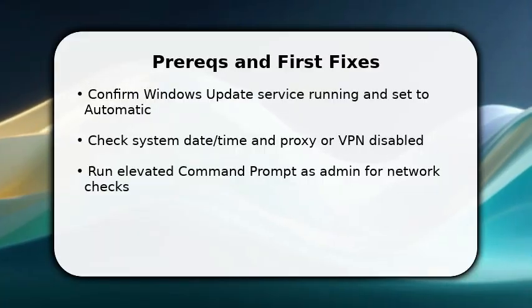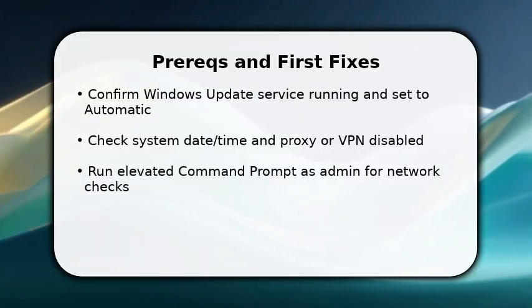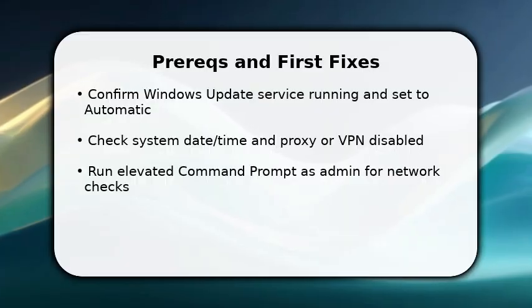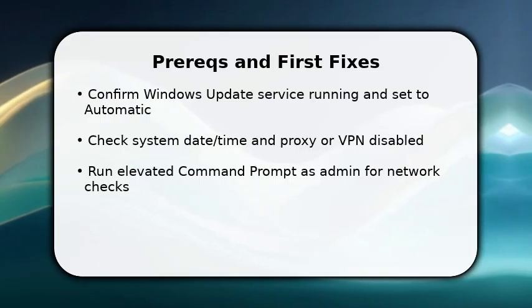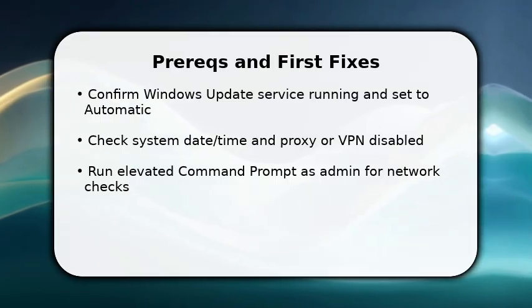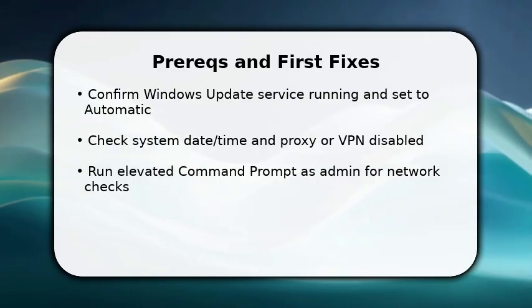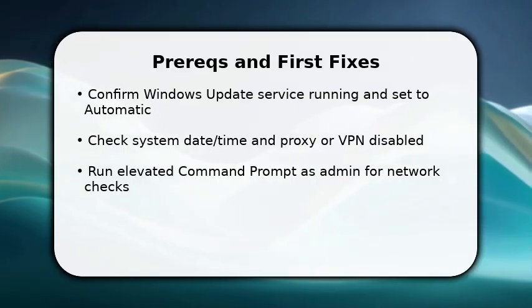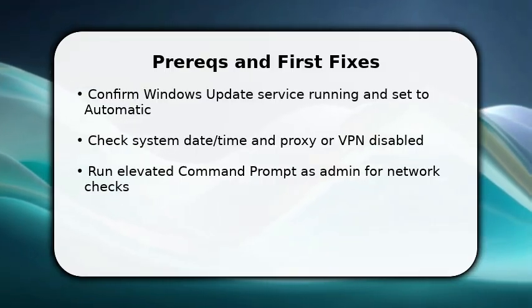You start by preparing Windows for a secure update. Open Services and confirm Windows Update is set to automatic and running. This provides the update channel MSE needs. Once done, make sure your system clock and time zone are accurate because certificate checks fail with wrong time. Also pause any VPNs or proxies temporarily. They often block Microsoft endpoints.